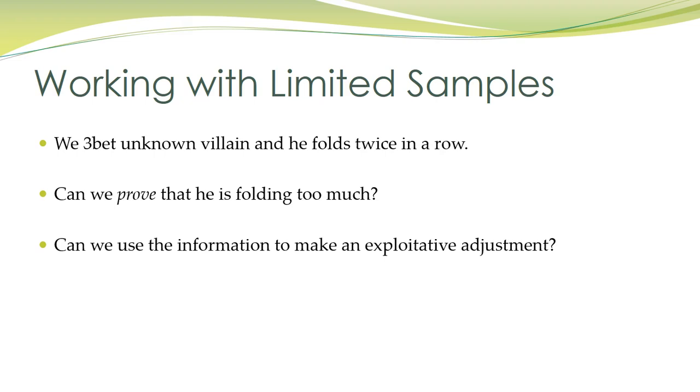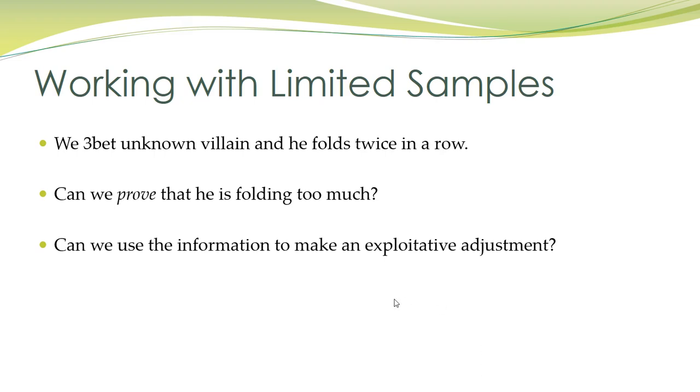We can't prove that at this stage, but given that he's already folded 2 of 2 to our 3-bets, it's actually more likely this guy is too tight against 3-bets as opposed to being too loose. Hopefully we can see the logic in assuming that in the long run this guy is going to fold too much against 3-bets. So can we use that limited sample size of information to make an exploitative adjustment? Absolutely. We're probably going to 3-bet bluff against this opponent more often than we would against an average unknown.